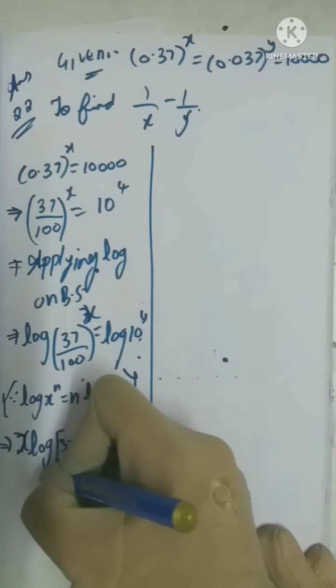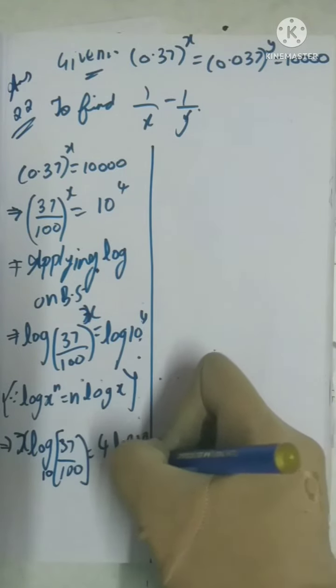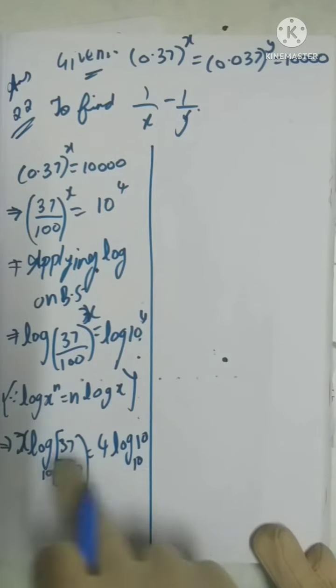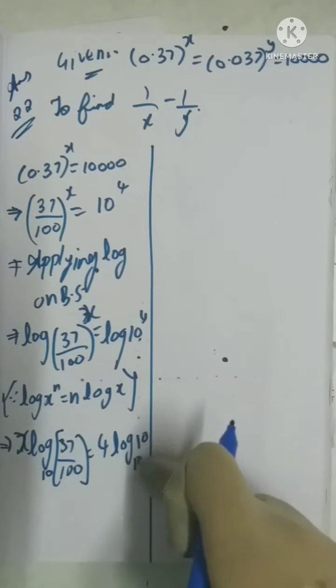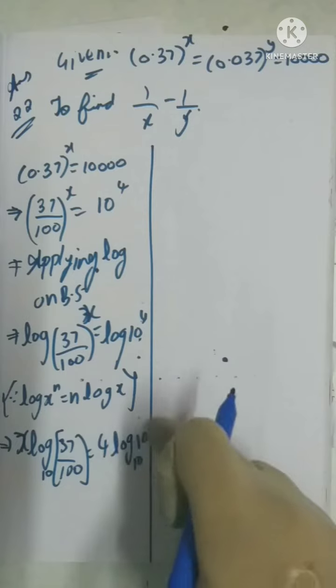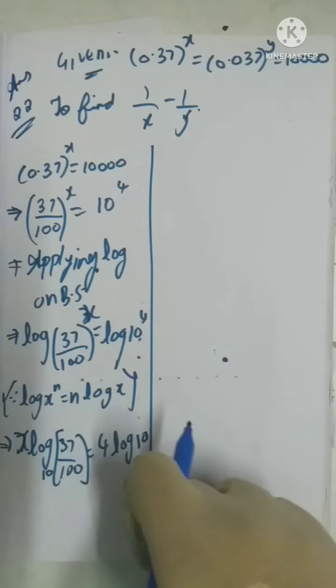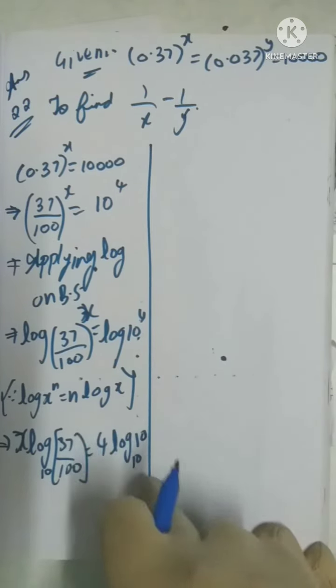Now what you do is you apply base 10 on both sides. This is called base 10. Why are we going to apply base 10 on both sides? Because log 10 to the base 10 value will become equal to 1. So apply base 10 on both sides. Okay, so I have applied base 10 here and base 10 here.